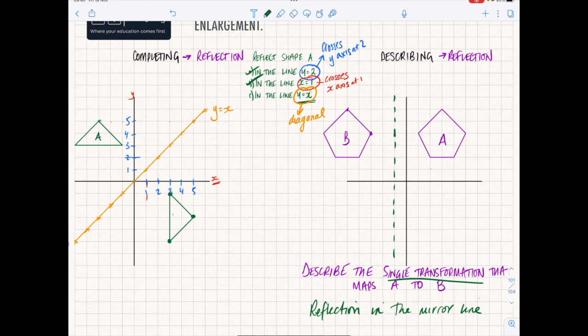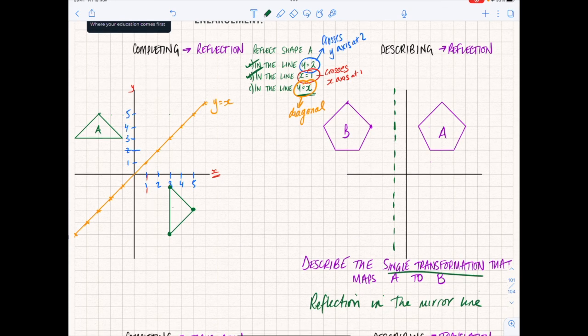From there, you just need to find the equation of that line. Well, again, if we use the same scale here, that's 0, 1, 2, 3, 4, 5. This would be 0, minus 1. So it's a reflection in the mirror line. We know there's going to be a minus 1 involved, but which axis does that green line cross? That's my y-axis, that's my x-axis. It crosses the x-axis at minus 1. So your answer there would be reflection in the mirror line, x equals minus 1.